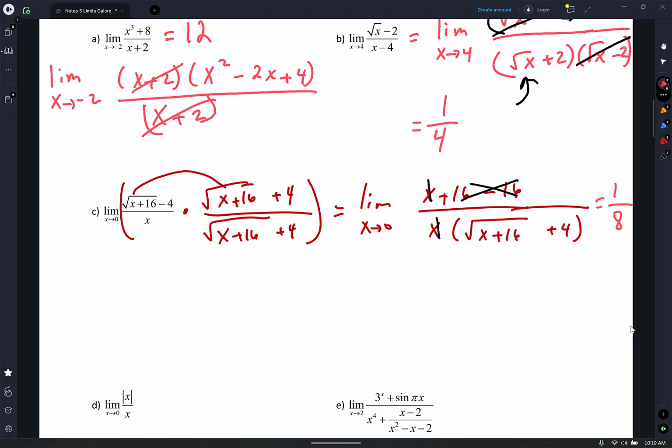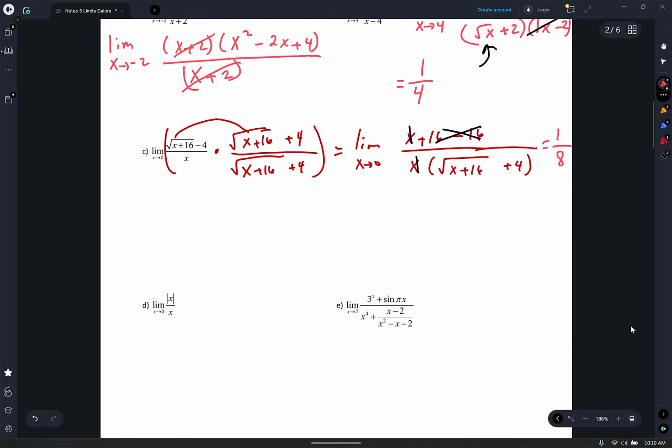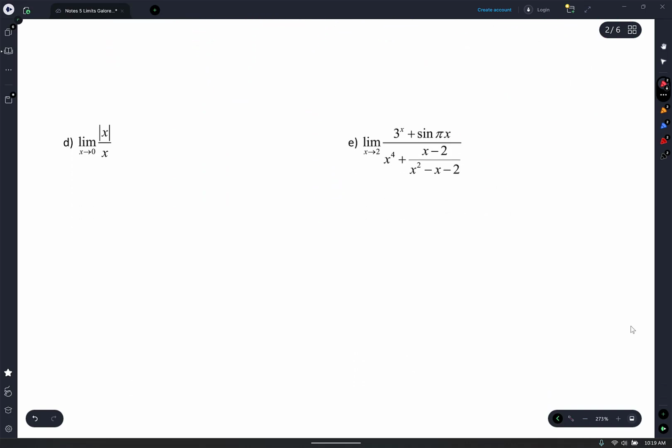How do we feel? All right. This one is actually pretty simple. You'll see when we get to it. Letter D. Do we know what letter D is? Can we visualize this? No? Yeah, let's try to visualize it.